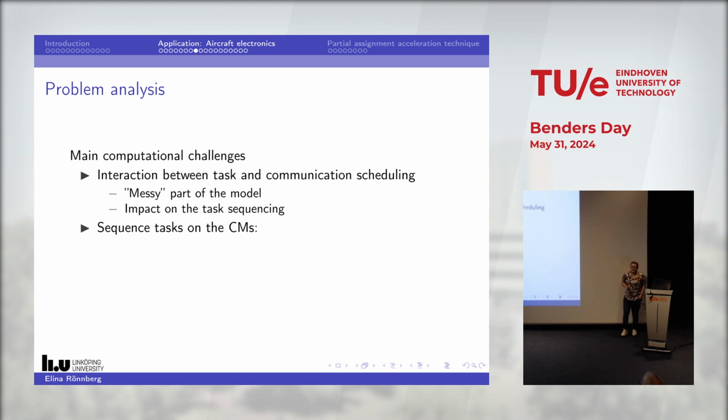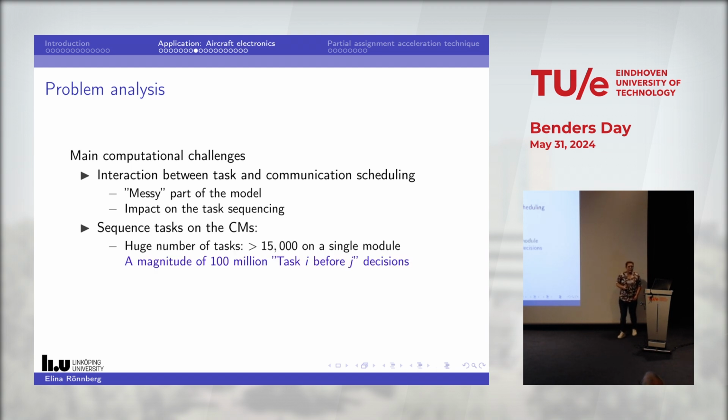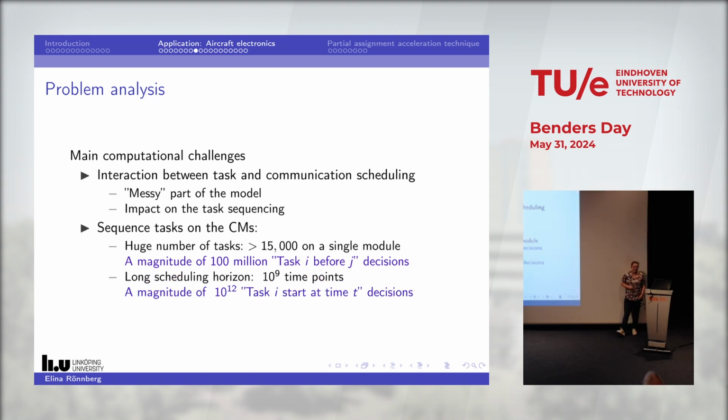But another challenge is this sequencing. If we try to think about what kind of formulation we can have, if we have more than 15,000 tasks on a single module, that gives us, if you think about this in a disjunctive sense, about 100 million task i before j decisions, and that's a lot. And then you can think, oh, but some time index formulation, but that's even worse because we have nanoseconds, so that would be something like 10 to the power of 12 decisions. So the magnitude is not on our side here.